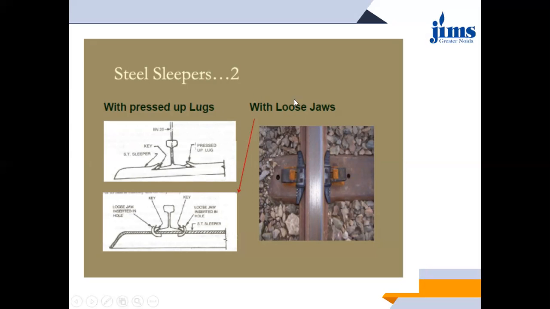Second one was with the help of loose jaws. So when we use the jaw, the key is not needed. Sometimes it is used, but mostly it is not used. So with the help of loose jaws, it is like a clamping action. Okay, so it is basically a clamp which is holding the rail onto its position, that is on the steel sleeper.